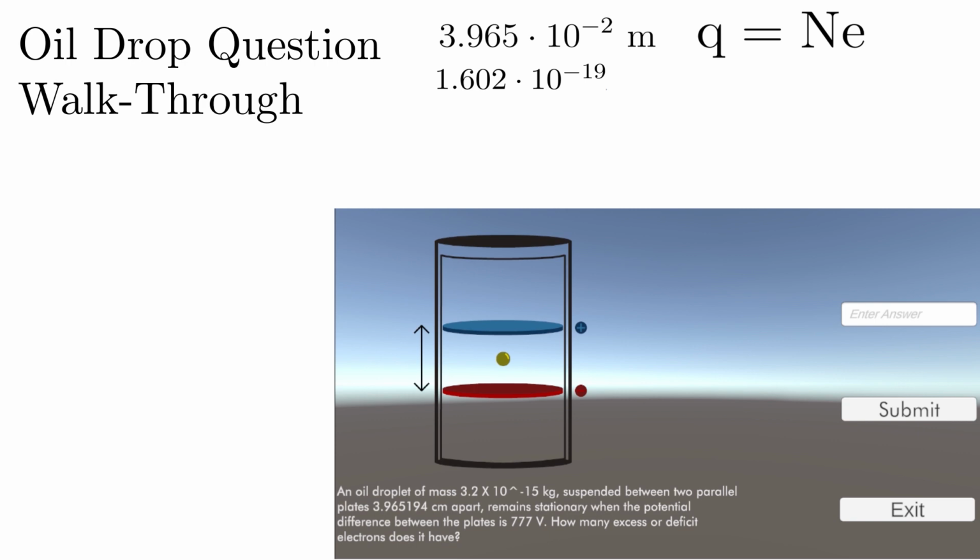Let's examine the forces acting on the oil drop in order to solve this question. Gravity is pulling the oil drop down, and the only other force acting on the oil drop is the electrostatic force. Therefore, the electrostatic force must be pulling the oil drop up and must be equal to the force of gravity in order to keep the oil drop suspended.